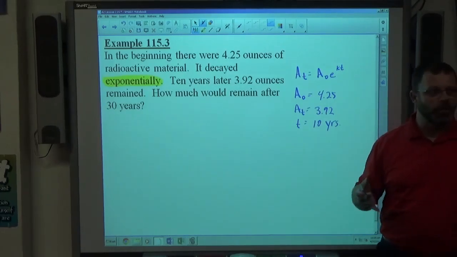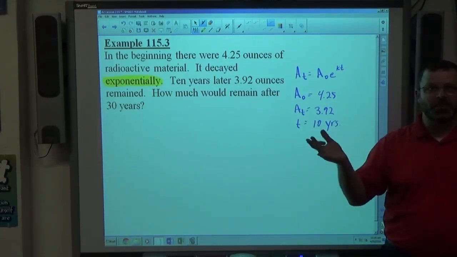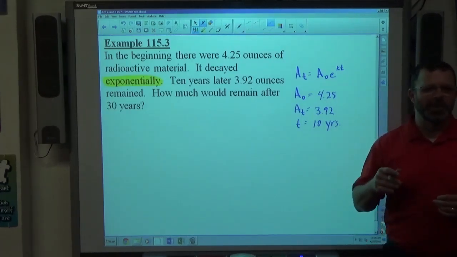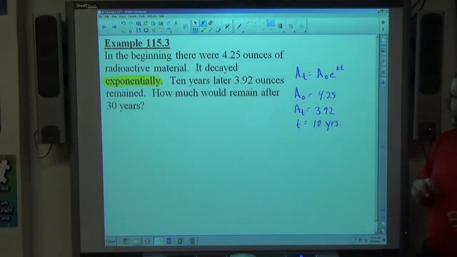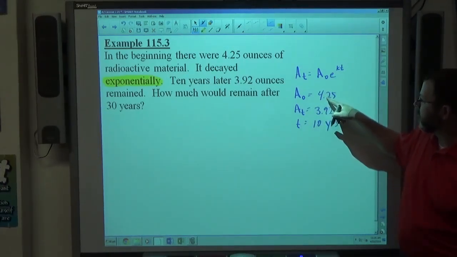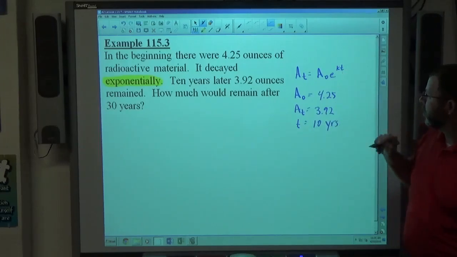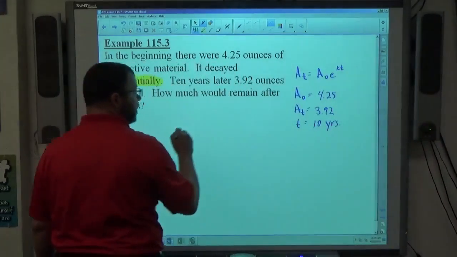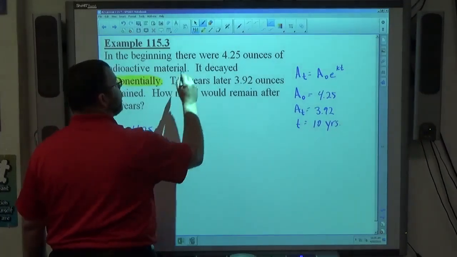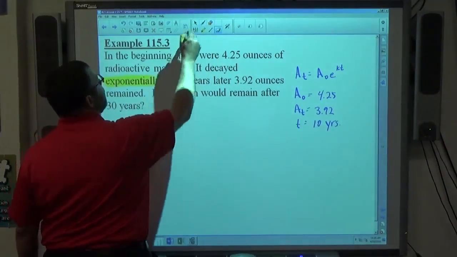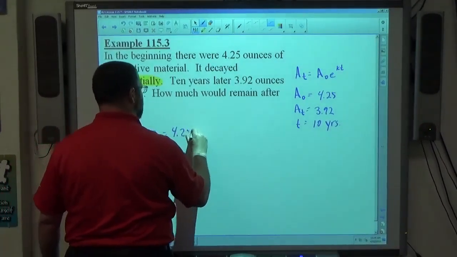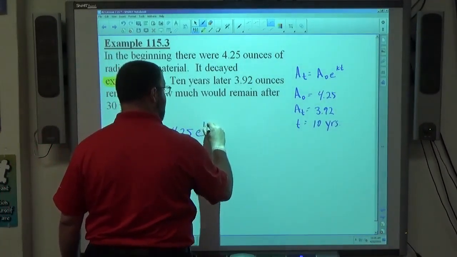Radioactive material in general, if you set it down, it decays, it just disappears. It kind of reminds me of evaporation, but it's not exactly that thing going on. But once again, it's the same setup as before. We know how much we ended up with, how much we started with, and how long it took. So if I put these numbers in, 3.92, the final amount, equals 4.25, the initial amount, e to the 10k power.